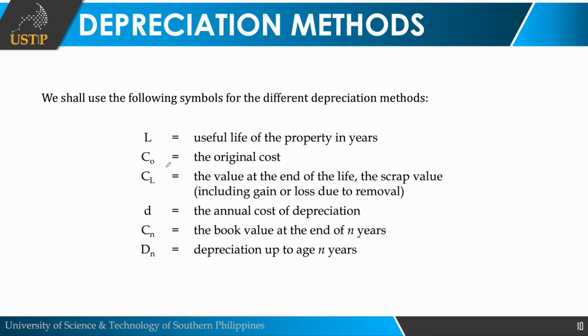So anything that costs you upon purchase. So it's not just the price, if there is another given. So the idea is you add all the cost upon purchase. That's your original cost of the property. So we have C sub L. This is the value at the end of life or the scrap value.